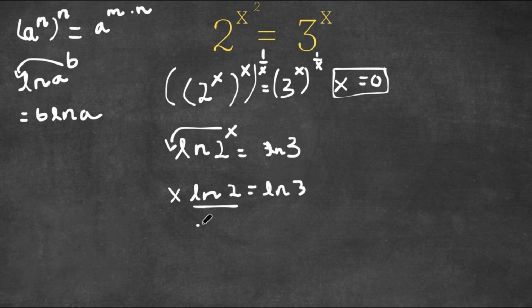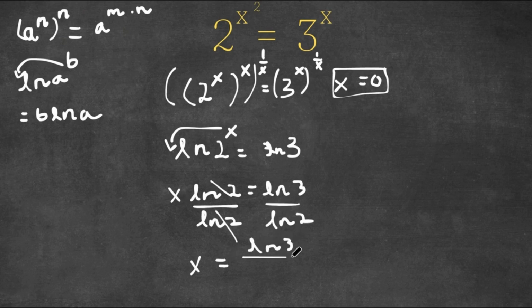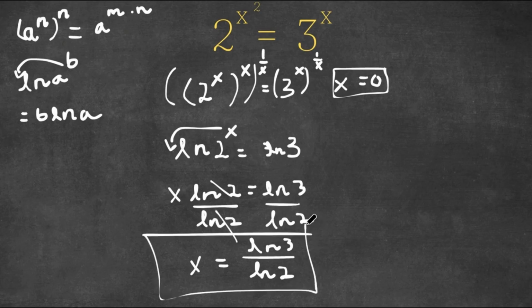Now I'm going to divide both sides by ln 2. So then these two cancel out, and I'm left with x is equal to ln 3 over ln 2. So this is our answer.